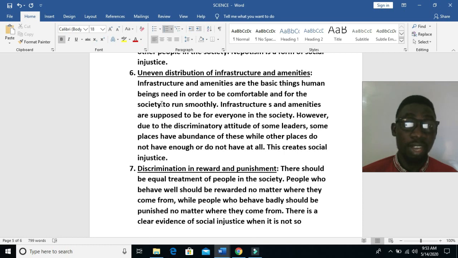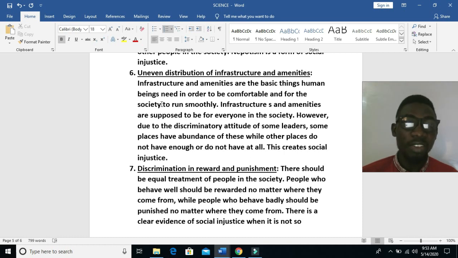There are several things you can refer to as amenities or infrastructure. For example, we need water, pipe-borne water, hospitals, schools, markets, electricity. All these things I've mentioned are things needed for us to live well. So they are referred to as amenities. You can also call them social amenities, and they are also infrastructure, good roads. So these things are called infrastructure and amenities.